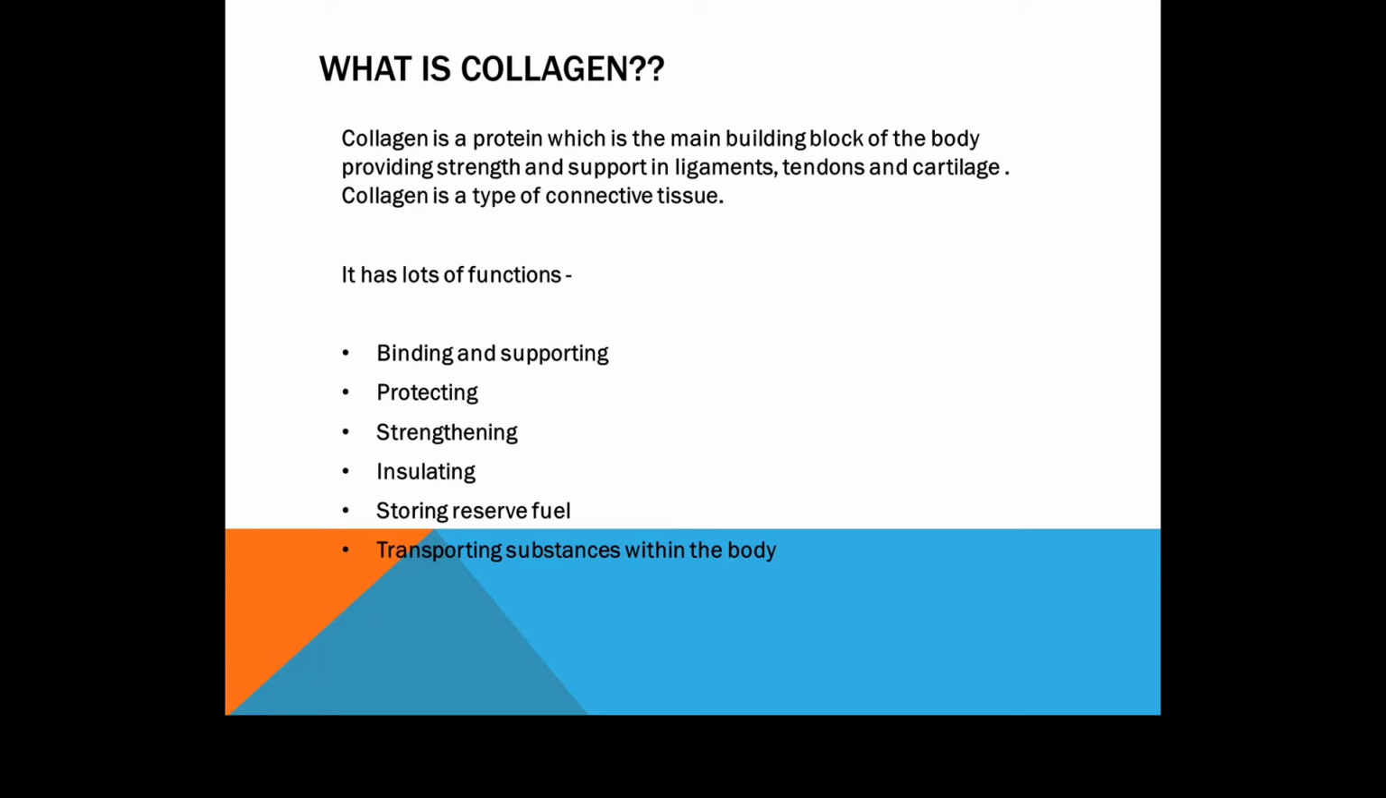It's one of 4 types of tissues found in the body. So it's called the connective tissue, which is one type, and your other types are your muscular tissue, your nervous tissue and your epithelial tissue. But the connective tissue is the most prevalent, it's the most common found throughout the body. It has lots of functions, and so it provides that binding and supporting to the joints and to the body and the different systems. It protects, it strengthens, it insulates, it stores reserve fuel and helps to transport substances around the body.